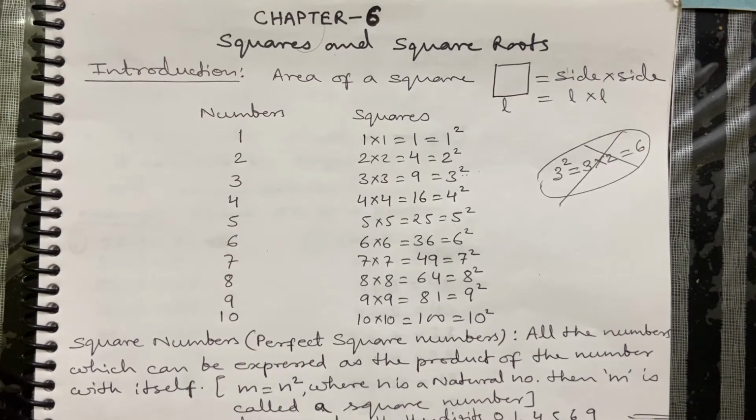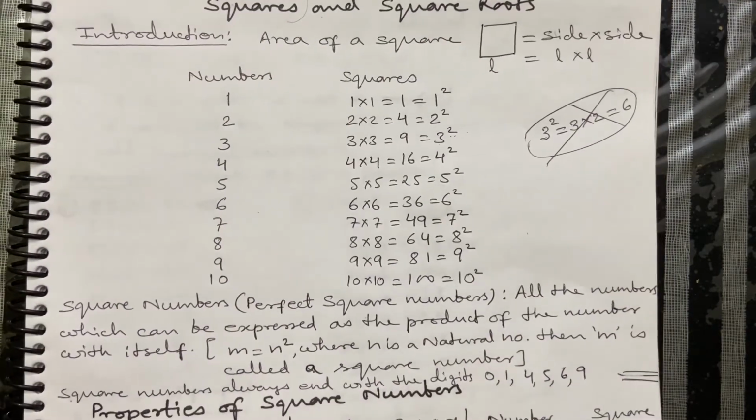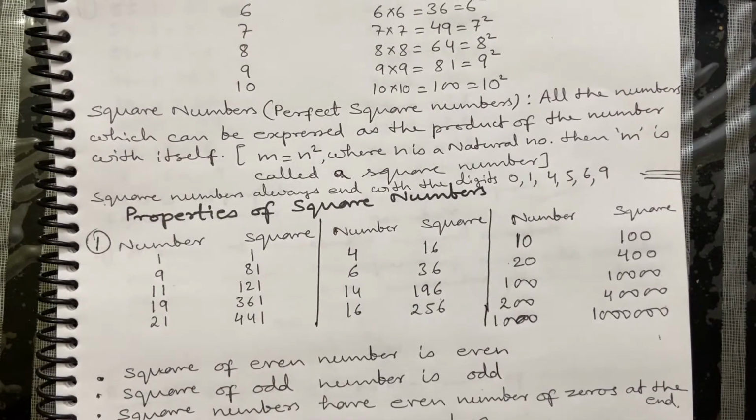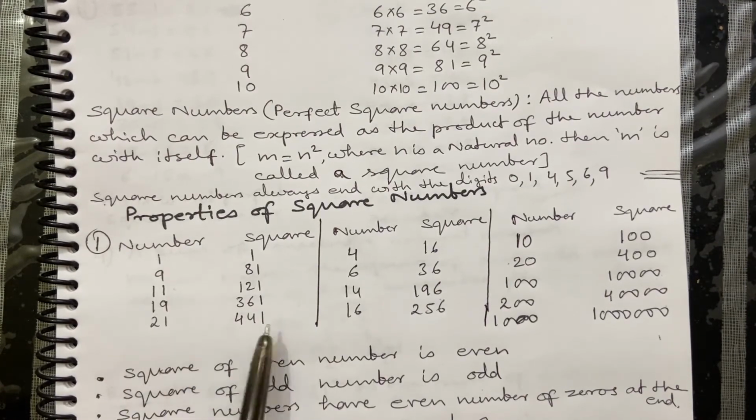And one thing we already discussed, that square numbers always end with the digits 0, 1, 4, 5, 6 or 9. Now let's discuss some properties of square numbers. So first property, here I have again noted down some numbers and their squares. In the first column, I have written those numbers whose squares are ending with the digit 1. Like 1 square is 1. 9 square is 81, ending with 1.